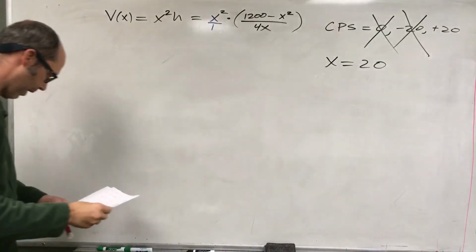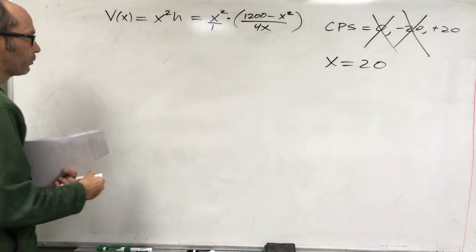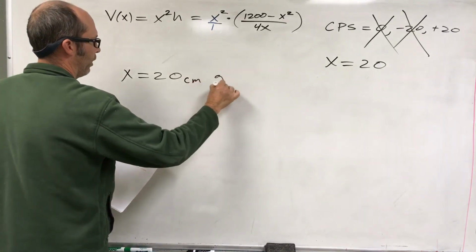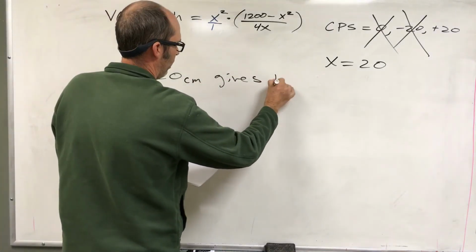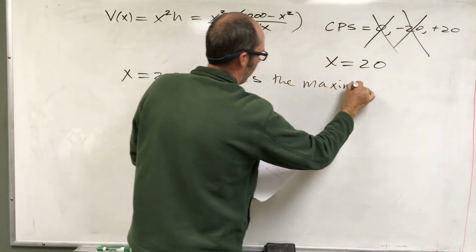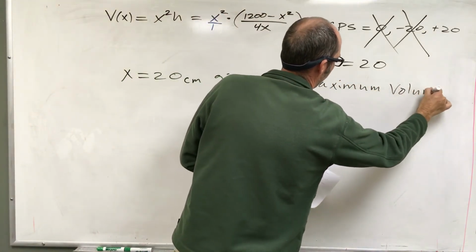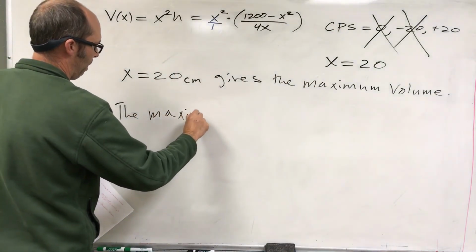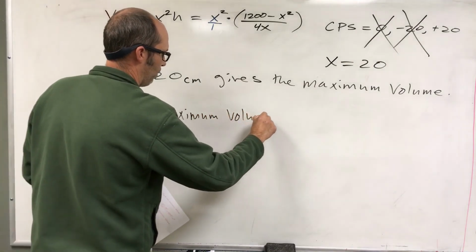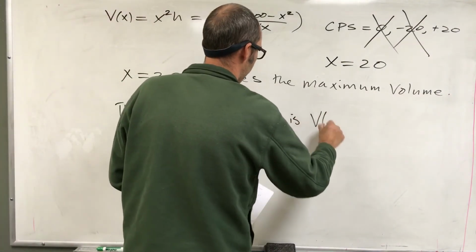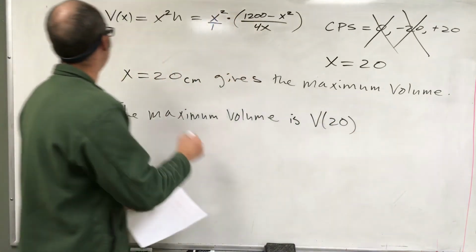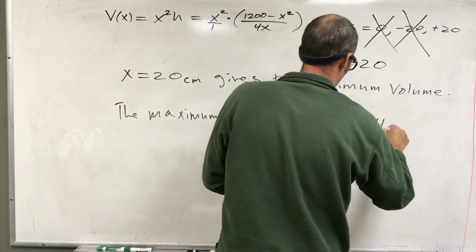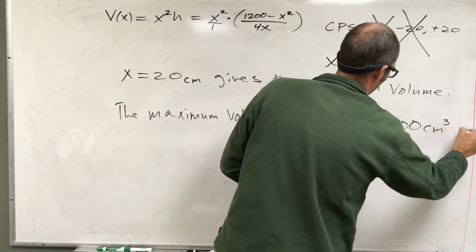So how do we state our answers? x equals 20 centimeters gives the maximum volume. The maximum volume is V of 20. Plug that back into V, 20 there. Cubic centimeters.